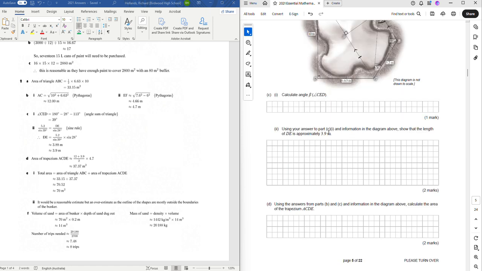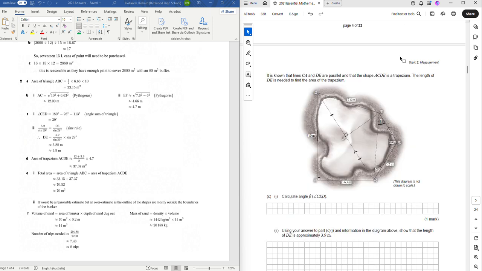Using your answers to part C, show that the length DE, this length here, is 3.9 meters. So that's where we're using the sine rule. The thing that we need to note with our sine rule is that we're trying to work out this length here.